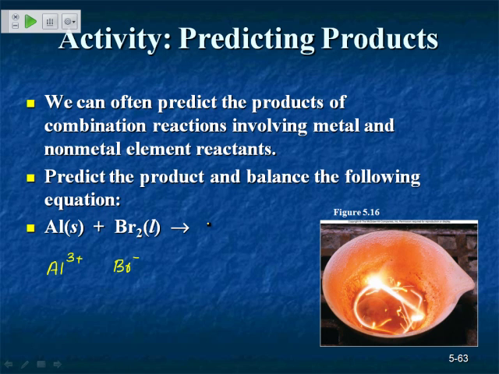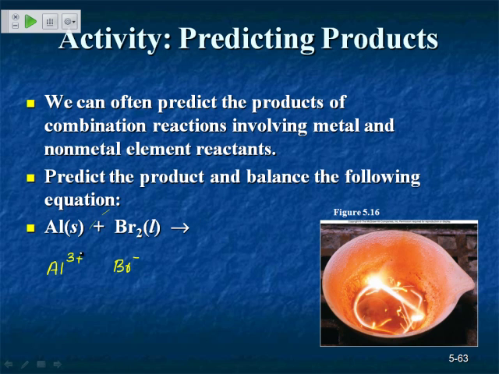What happened? One each will not give you electrical neutrality. Aluminum is 3 plus, Br is 1 minus. You need 3 bromine or bromides for 1 aluminum, right? Electrical neutrality. We are looking for the lowest possible case.